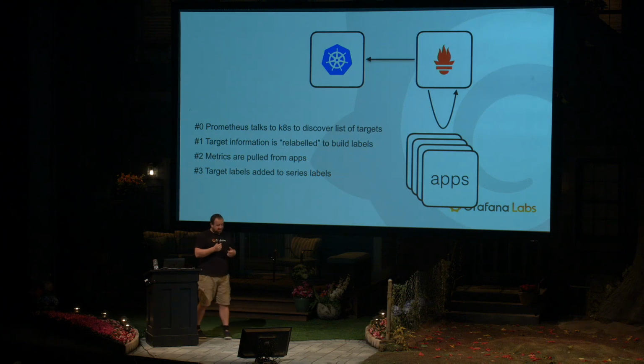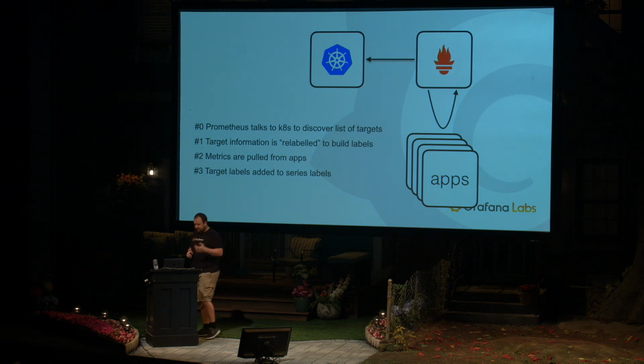A unique set of identifiers, a unique set of labels, identifies a single time series. A time series is just an indexed stream of numbers, basically. So in Prometheus, timestamps are milliseconds and values are float64s. So super simple.